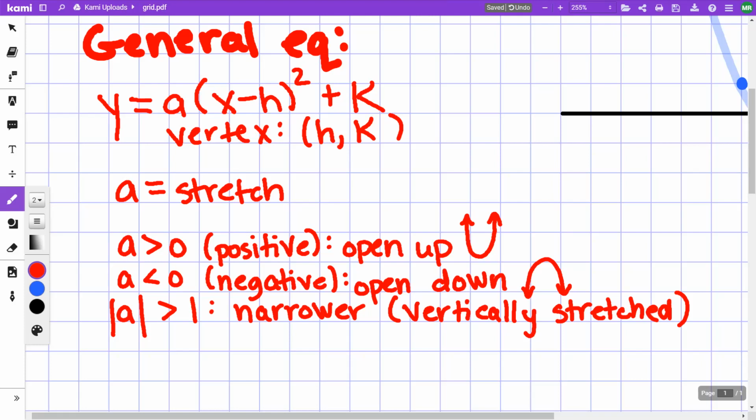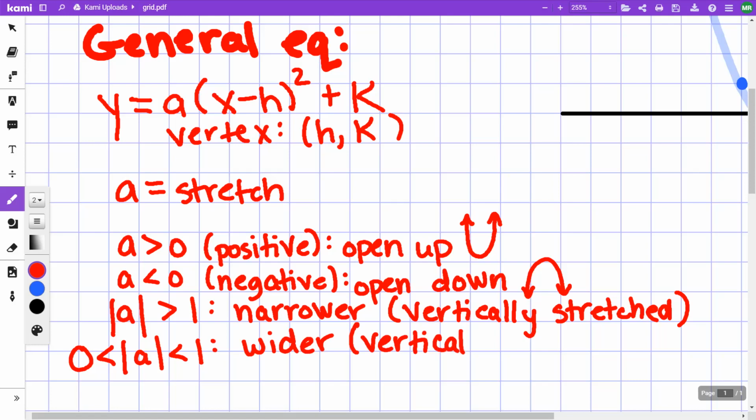And then if your absolute value of a is somewhere between 0 and 1, some fraction or decimal between 0 and 1. And I don't want to say just fraction or decimal because 1.5 would be greater than 1. Or 3 and 1/3 would be greater than 1. Those would both be narrower. But if you have a fraction or decimal between 0 and 1, whether it's positive or negative, that's going to be wider, which means it's going to be vertically compressed. That's how they talk about it.